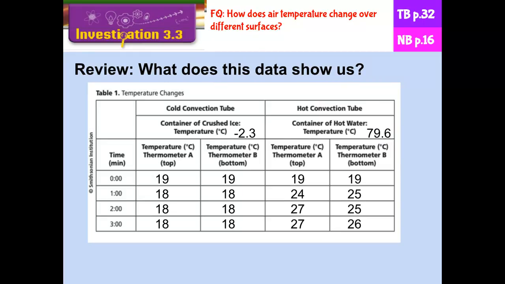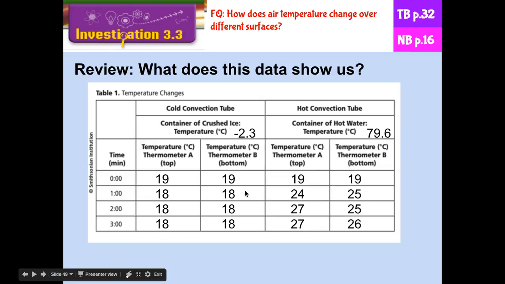Looking back at yesterday, we did the lab with the convection tubes, and we looked at the crushed ice and the hot water and how that affected the air above it. This would be an example data table. And as you can see here, the crushed ice was extremely cold to start. This would be the temperature of the crushed ice. The hot water was extremely warm. And then these are the results below it.